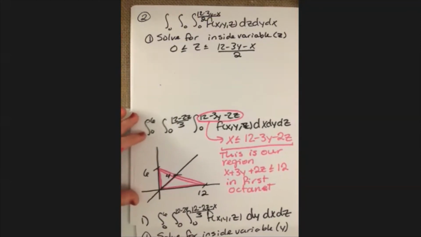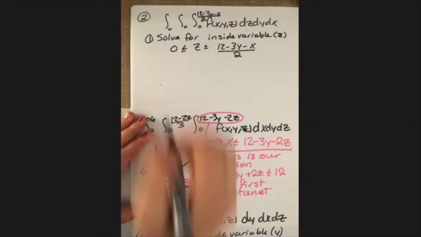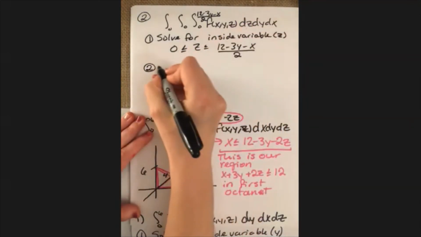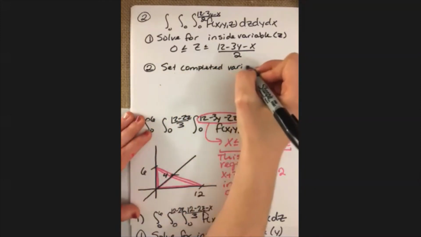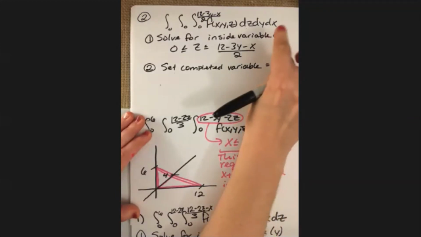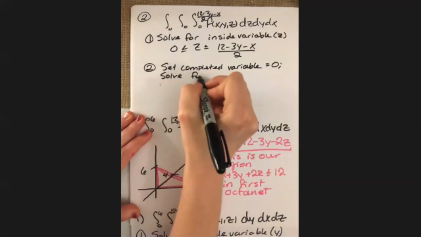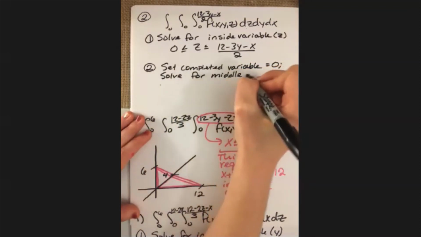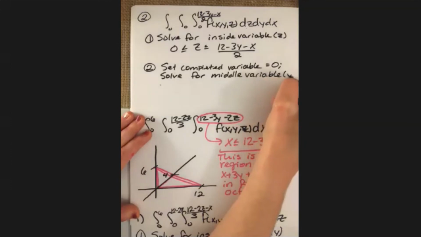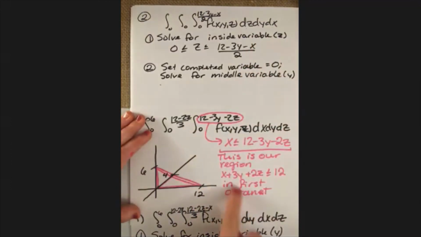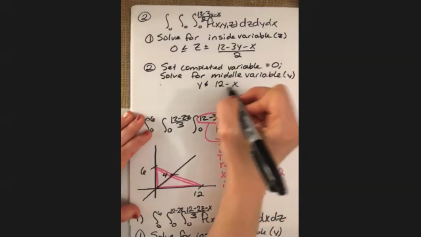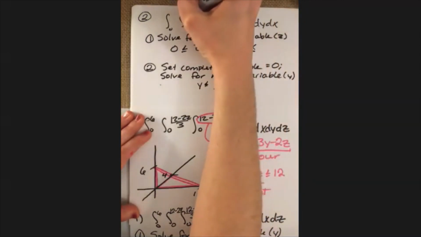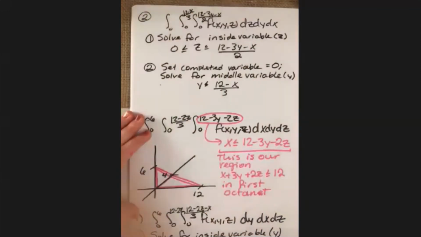Okay. Now we solve for our middle variable. We're working with y now, so we set the completed variable equal to 0. So that's going to be z is equal to 0, solve for the middle variable. And in this case, that's y. So we set z equal to 0 in this expression right here. We're just looking at solving for y, and we're going to get y is less than or equal to 12 minus x, and then that's all divided by 3. So that's my upper bound for y. Just like so.